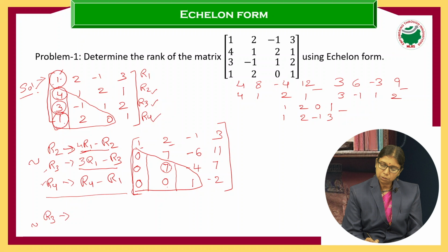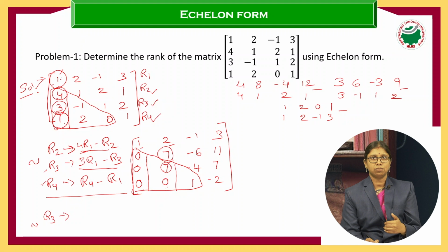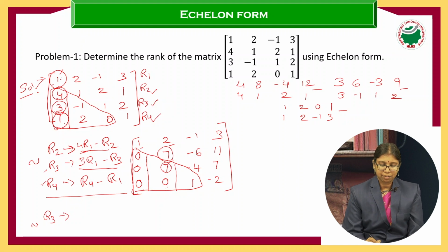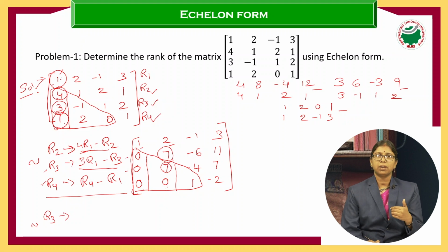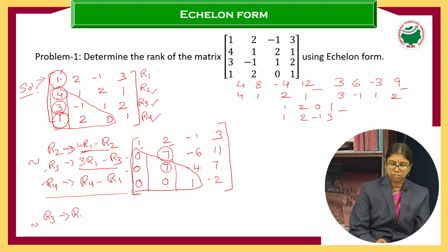So the corresponding value in R2 is 7. Now by subtracting both the values, 7 minus 7, you will get 0. That means the row operation is, you have to subtract R3 from R2 or R2 from R3. So R3 becomes R3 minus R2.